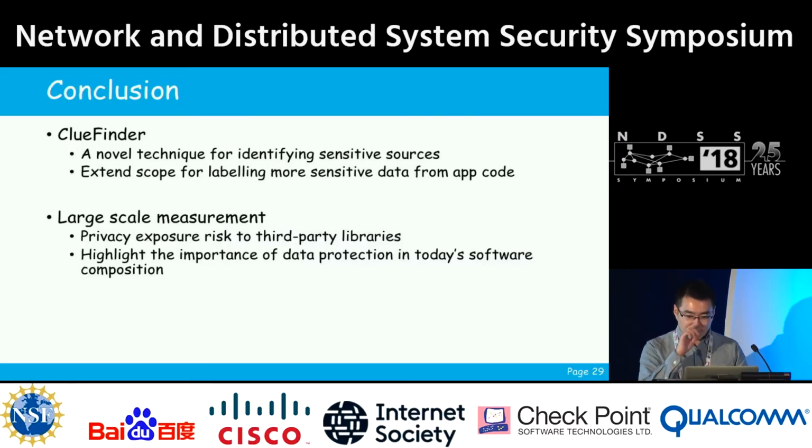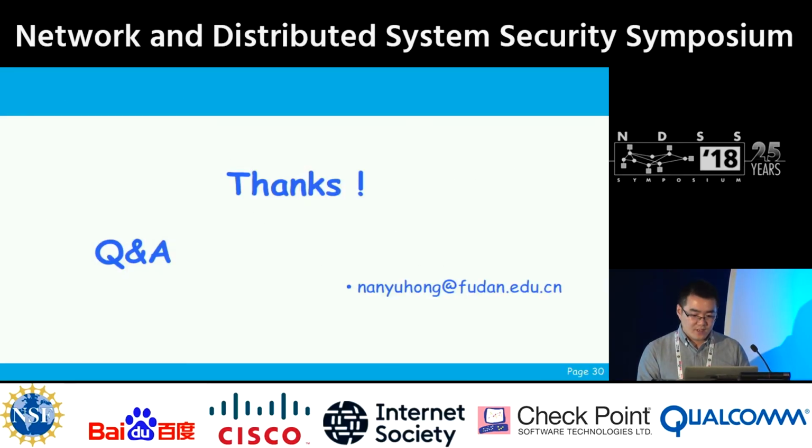To conclude my talk, in this work, we proposed a novel technique for identifying user-sensitive data. This technique helps us extend the scope for labeling more private sources from app code. Also, we conducted a large-scale measurement of privacy exposure risks to third-party libraries and give a set of findings to highlight the importance of data protection in today's software composition. Okay, that's my talk. Thanks.